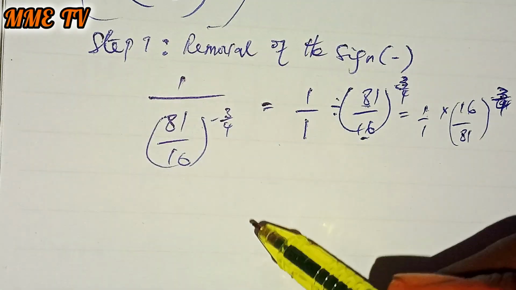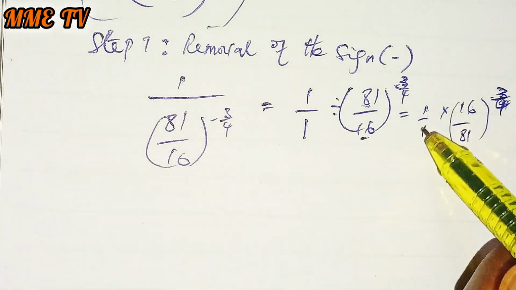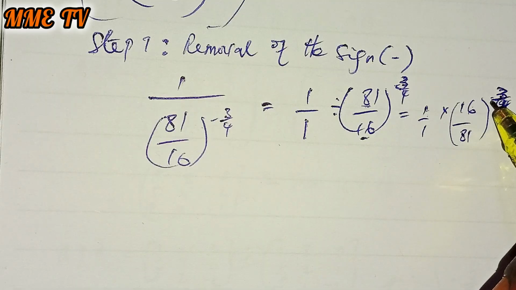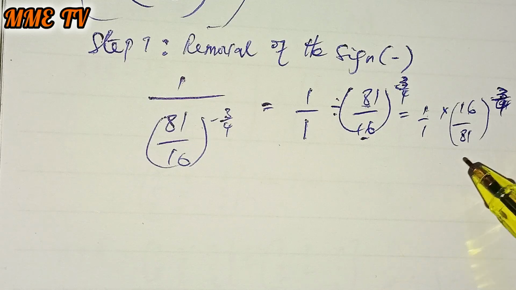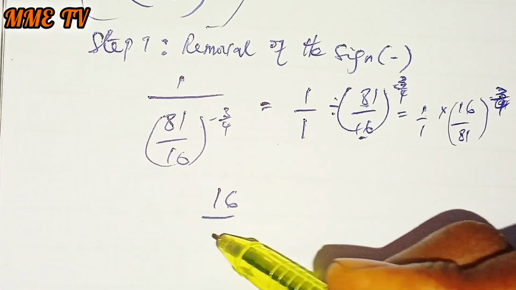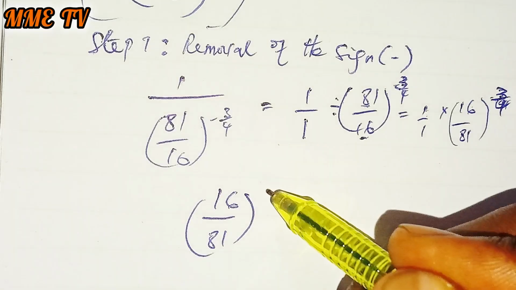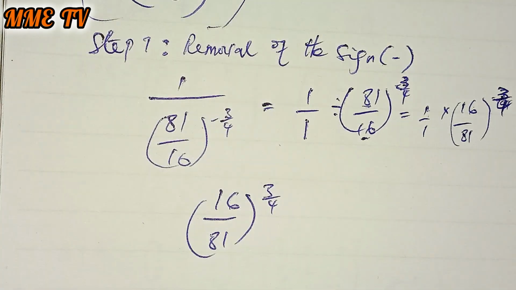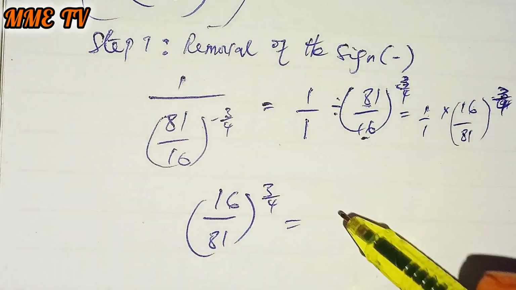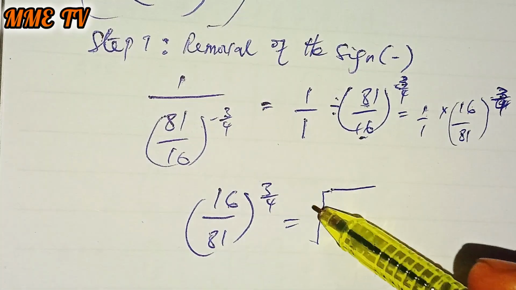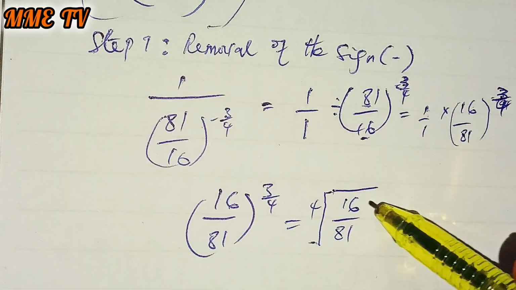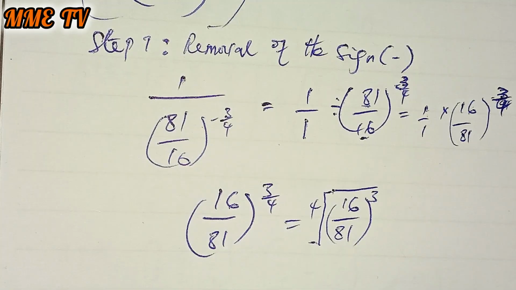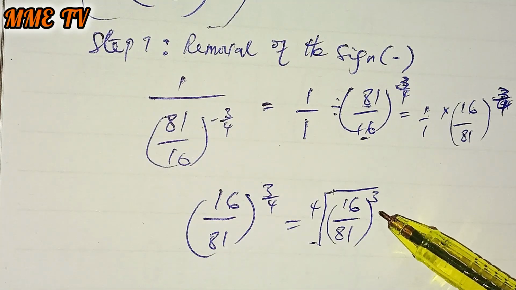So now that I've done this, the essence of using this one to multiply is to remove the minus sign which is here. And when we've done that, remember that 1 multiplying any number is going to be that number, right? So what we're having now is 16 over 81 raised to 3 over 4. Now whenever you are meeting something like this in indices, what this means is you are going to find the fourth root of 16 over 81. Now these two numbers will be raised to the power of 3. I hope this is very clear.